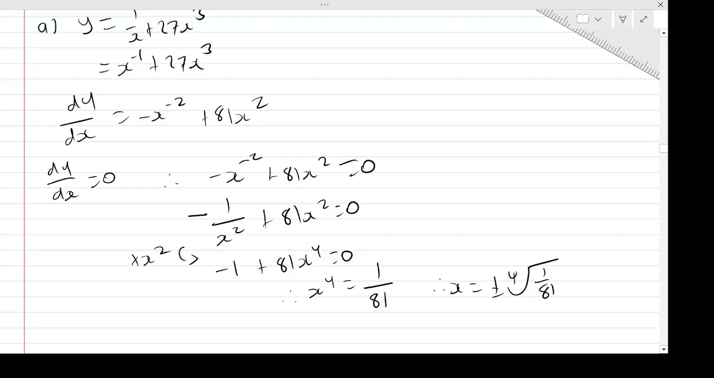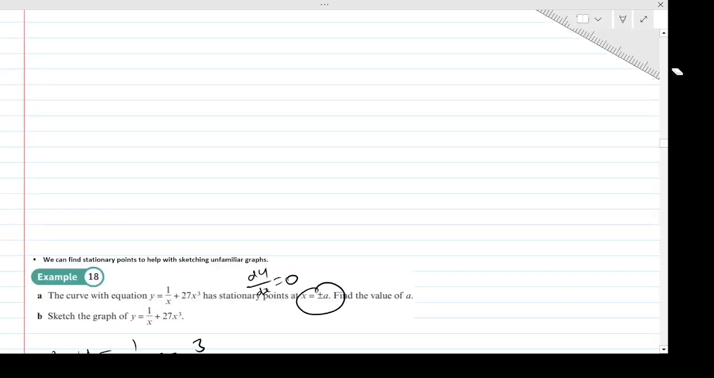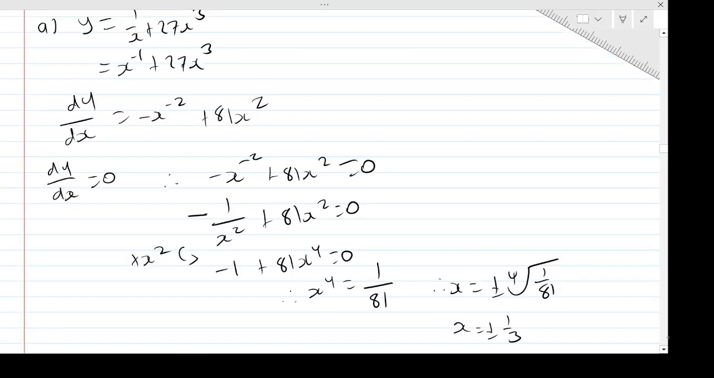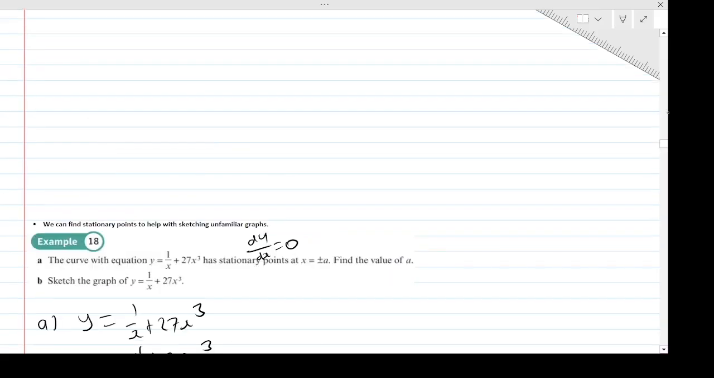If we put that in a calculator, yes, we get a third. That would be the same as plus or minus a third. And actually then, x is plus or minus a, we can see that a has to be a third, by just comparing what we've got. Cool. So that's my two stationary points, plus or minus a third.